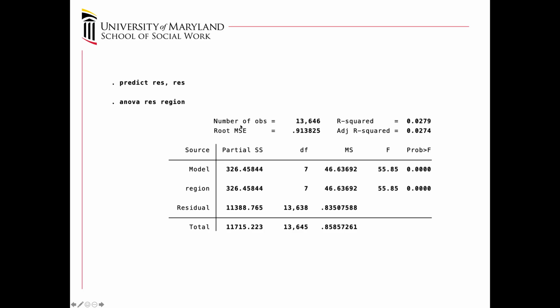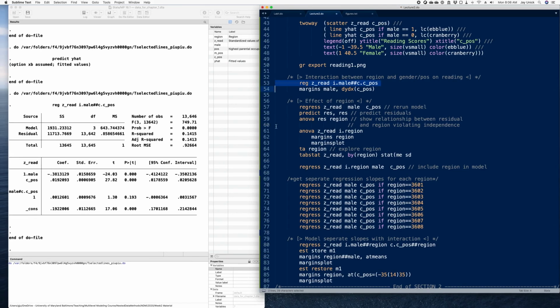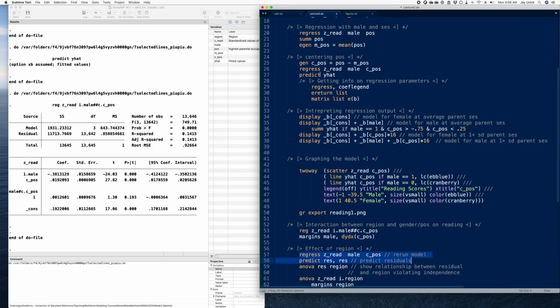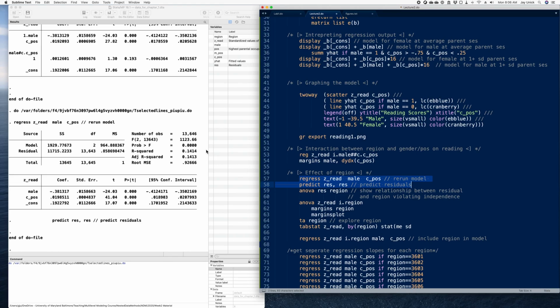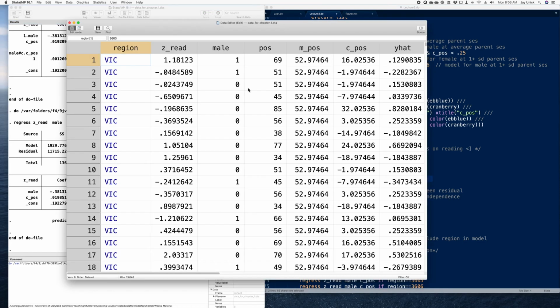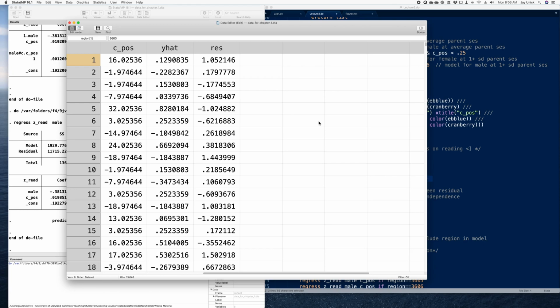So one thing we can do is get the residuals. So in Stata, I'm going to rerun the model here. And then I'm going to use predict, which we've seen before, right? That was the predict y hat. But if I put comma res after it, then I get the residuals. And so now I'm going to predict the residuals. And so now I have a variable called residual. You can look at it. There's nothing mysterious about it.